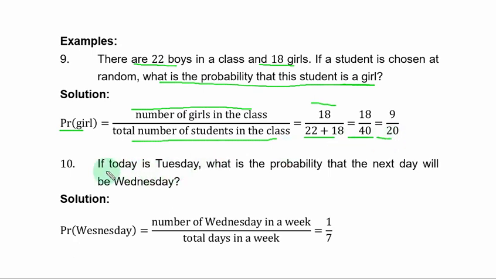Example 10. If today is Tuesday, what is the probability that the next day would be Wednesday? Solution. The probability the next day will be Wednesday is equal to the number of Wednesdays in a week over the total days in a week, and that is 1 over 7.